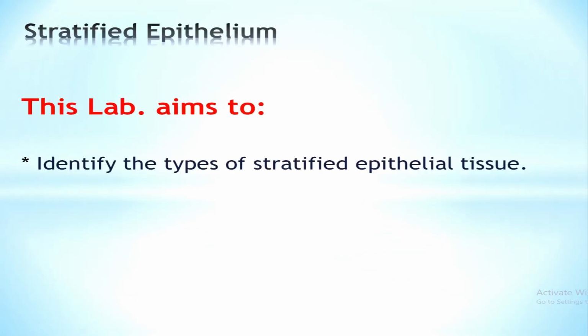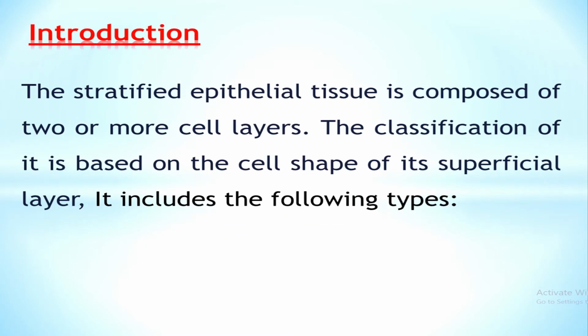This lab aims to identify the types of stratified epithelial tissue. Introduction. The stratified epithelial tissue is composed of two or more cell layers. The classification of it is based on the cell shape of its superficial layer. It includes the following types.